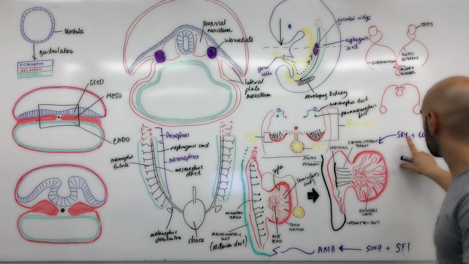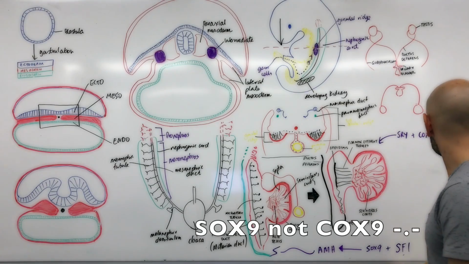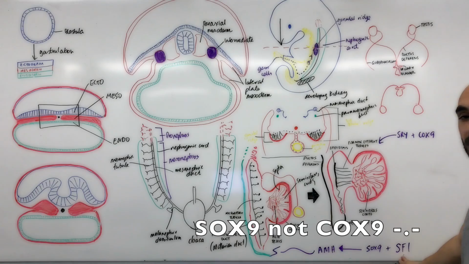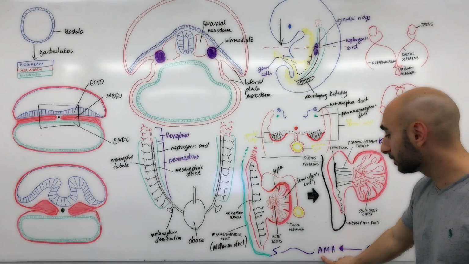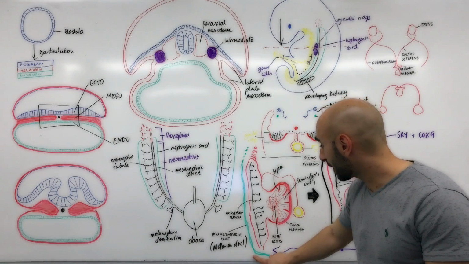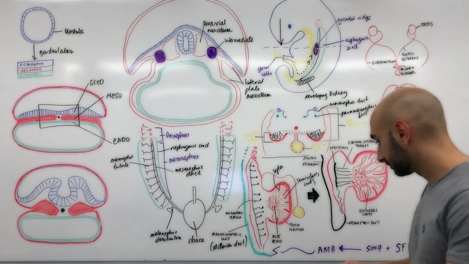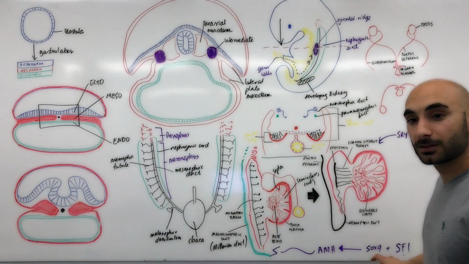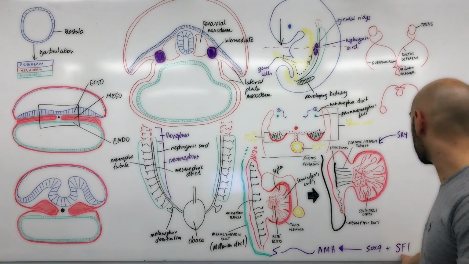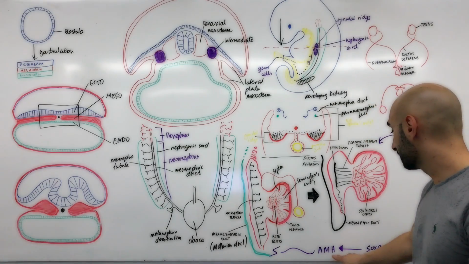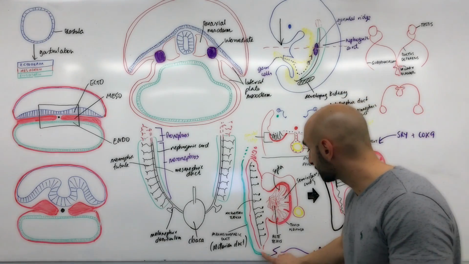Sex determining region Y, SOX9, and steroidogenesis factor 1 lead to the secretion of anti-Müllerian hormone, which leads to the destruction of the Müllerian duct. So that's one. Again, the SOX9 and the steroidogenesis factor 1 gene lead to the secretion of anti-Müllerian hormone, which leads to the destruction of the Müllerian duct.